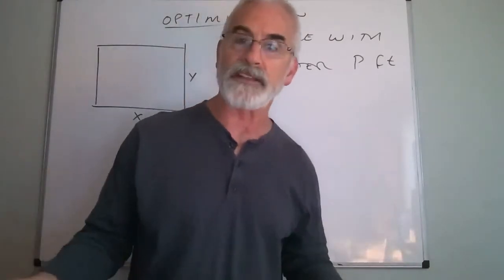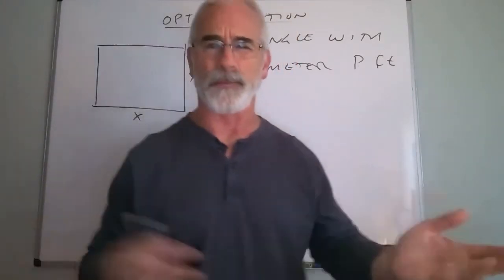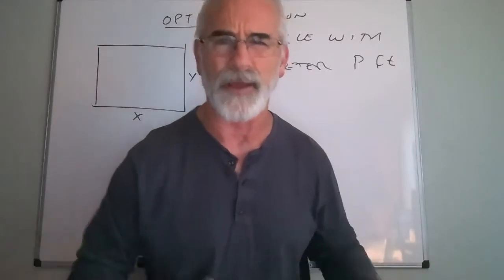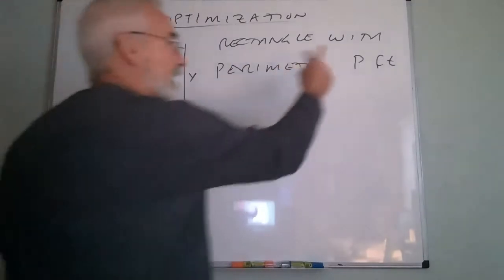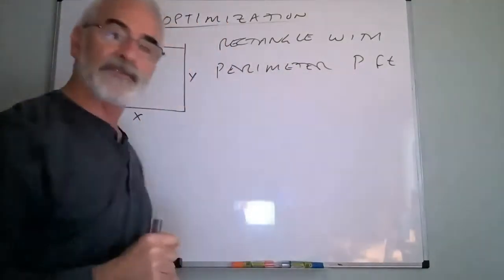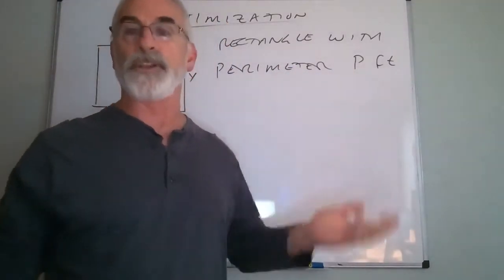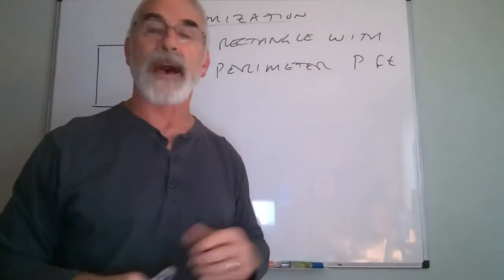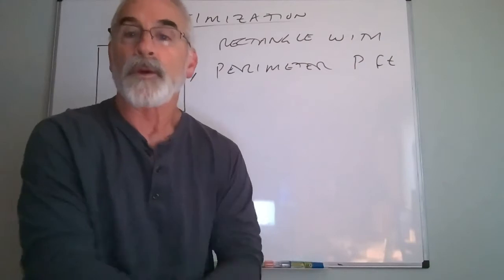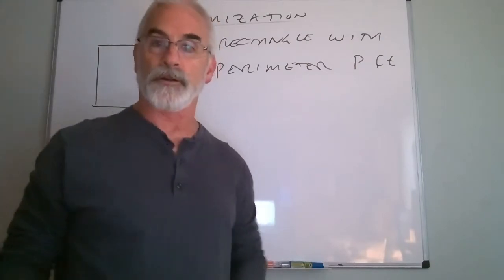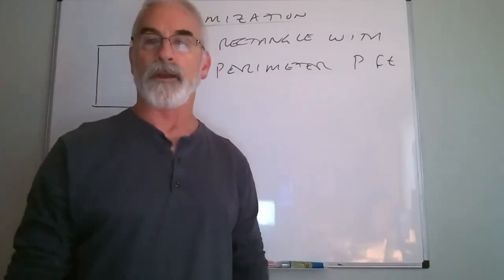I want it to be rectangular because if I made it some other shape, circular, triangular, whatever, it might be a little bit harder to construct. So here's the idea. I have a set amount of fencing, P feet of fencing. And if it helps you, just put in a number for P. But it doesn't matter what the value of P is. It won't change our final answer. What I want to do is build an enclosure that has the most area possible.